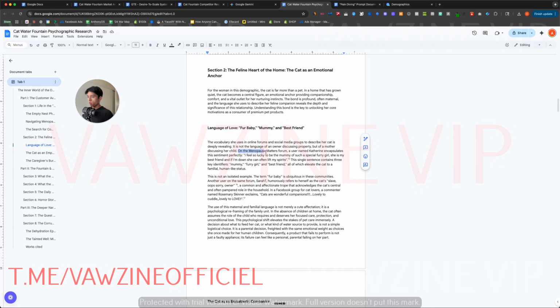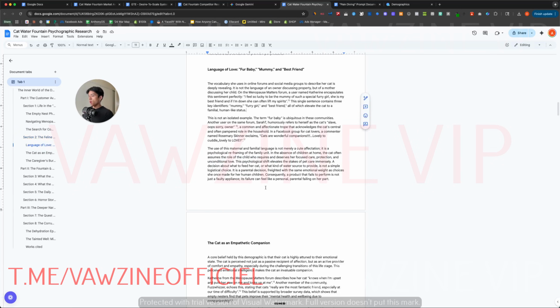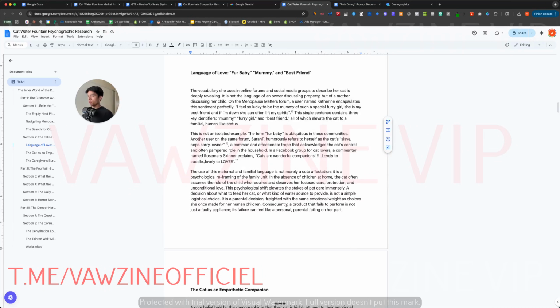Look at this. On the Menopause Matters forum, a user named Catherine encapsulates this sentiment perfectly. "I feel so lucky to be the mommy of such a special furry girl. She's my best friend, and if I'm down, she can often lift my spirits." This single sentence contains 3 key identifiers: mommy, furry girl, and best friend, all of which elevate the cat to familial, human-like status. This is not an isolated example. The term fur baby is ubiquitous in these communities. Another user on the same forum, CRT, humorously refers to herself as the cat's slave, owner, a common and affectionate trope that acknowledges the cat's central and often pampered role in the household.